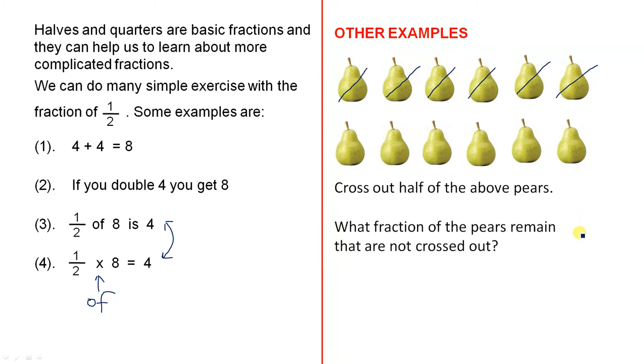Now the question is, what fraction of the pairs remain? Well, if I have crossed out half of them, then naturally half of them must remain. So the answer is a half must remain.